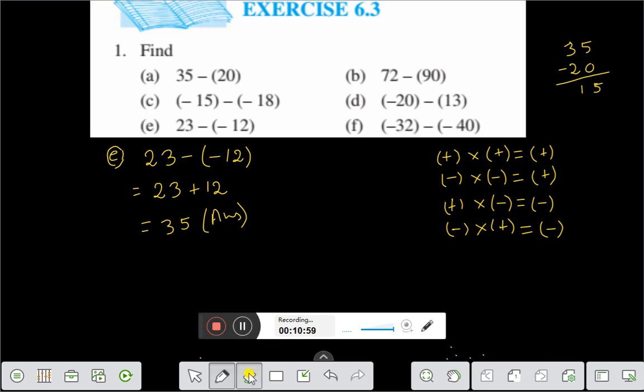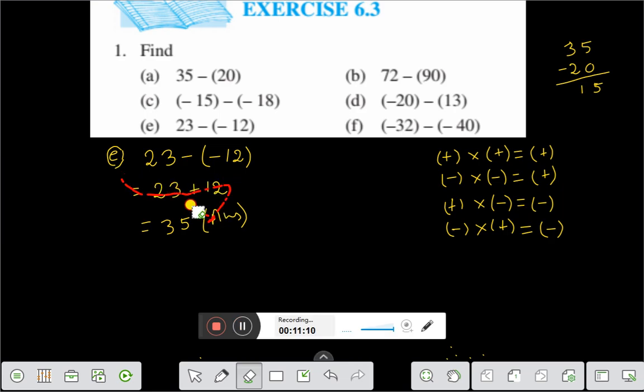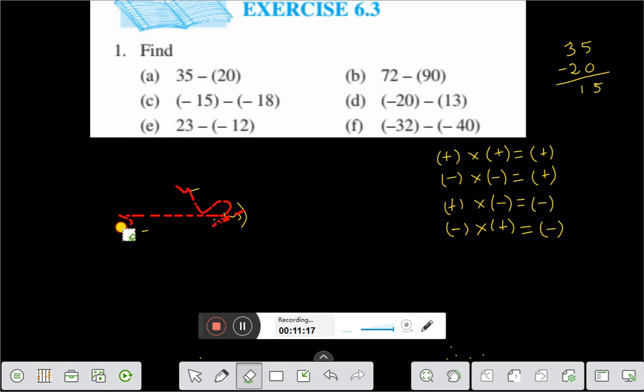Next we will solve question number F. Now you see question number F.